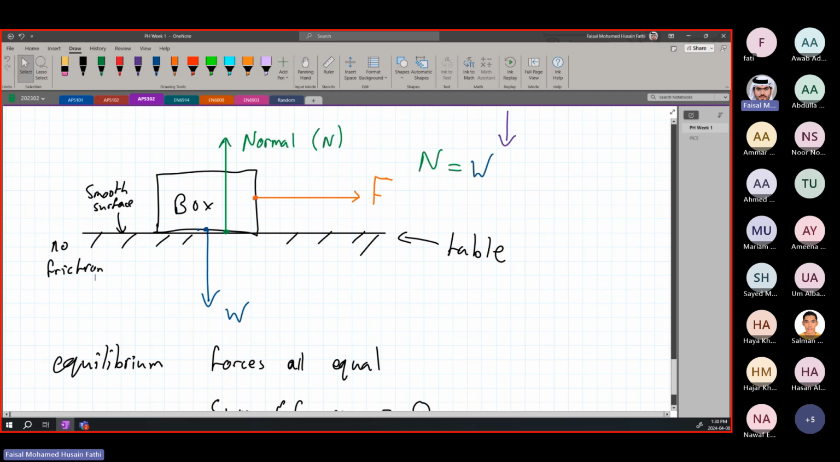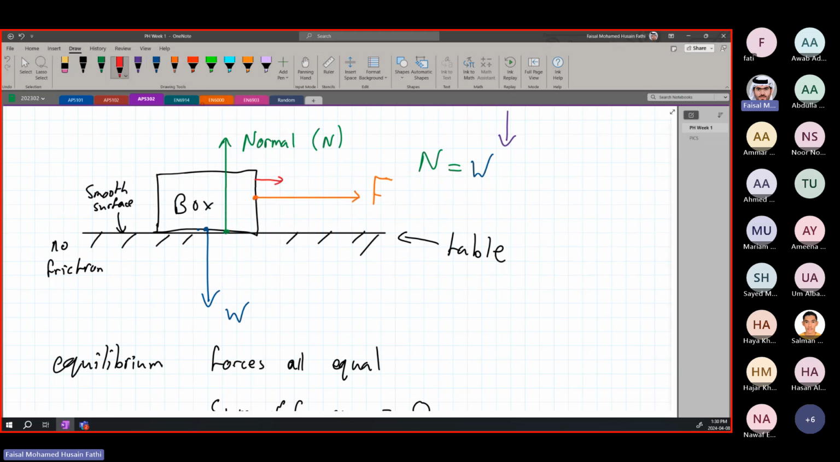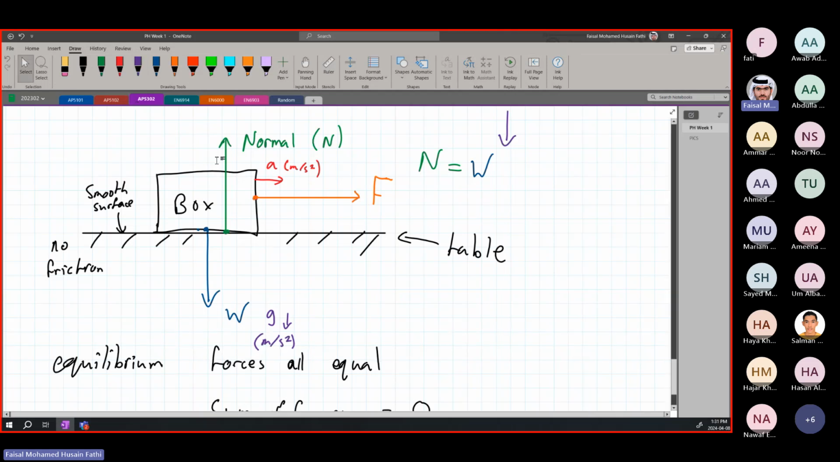This force F will be moving in a specific direction. It will have an acceleration, meaning the box is moving in this direction with a specific acceleration. It will have an acceleration in meters per second squared, just like here we have gravity, which is moving downwards in this direction in meters per second squared. Now we have acceleration to the right because the box is moving, so we're moving the box. Since the box is moving, there's going to be an acceleration in the same direction as the force.